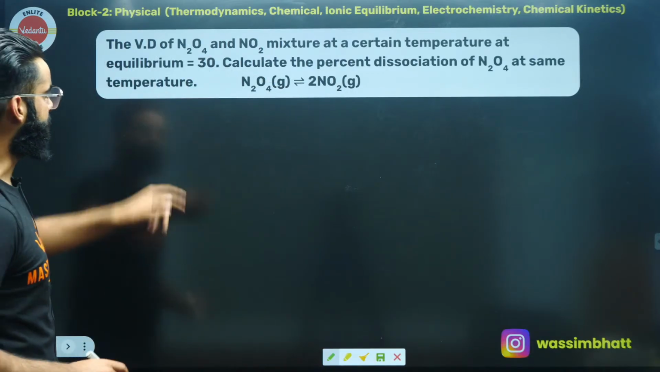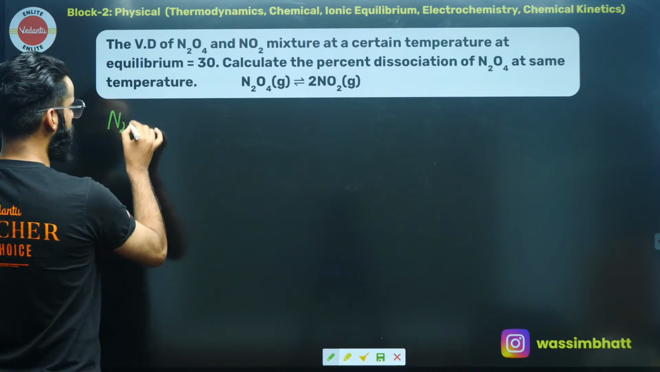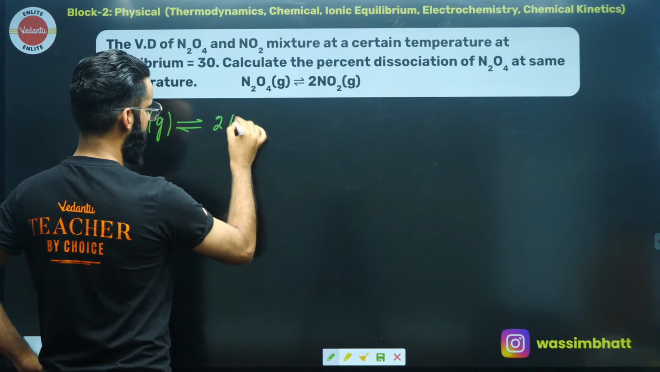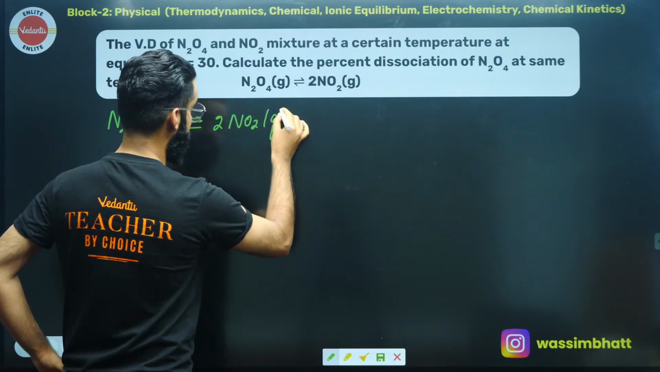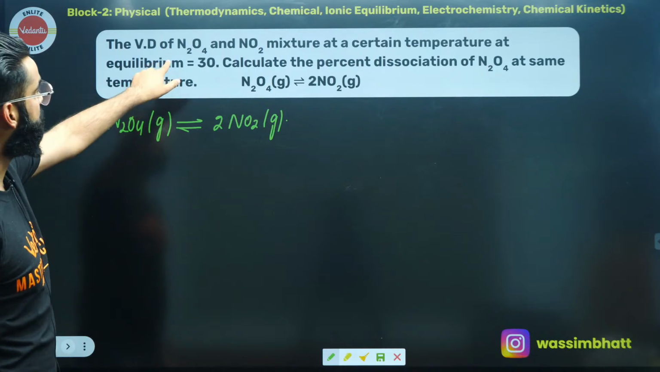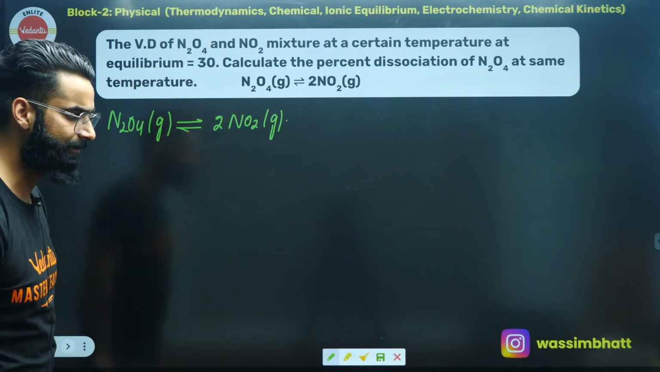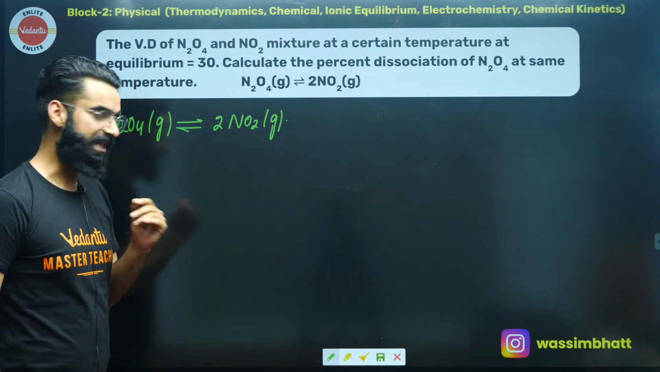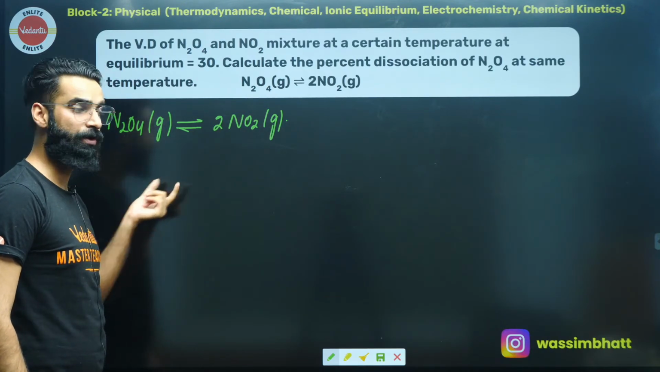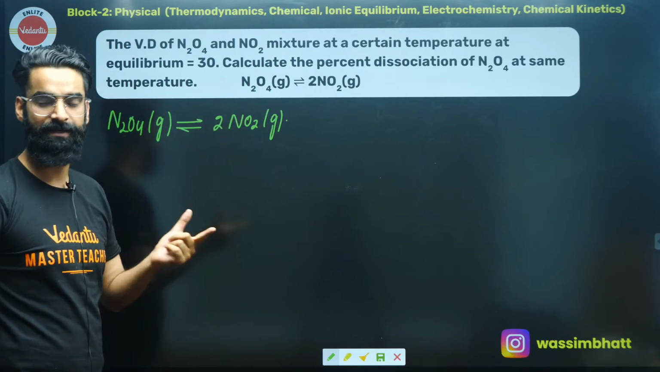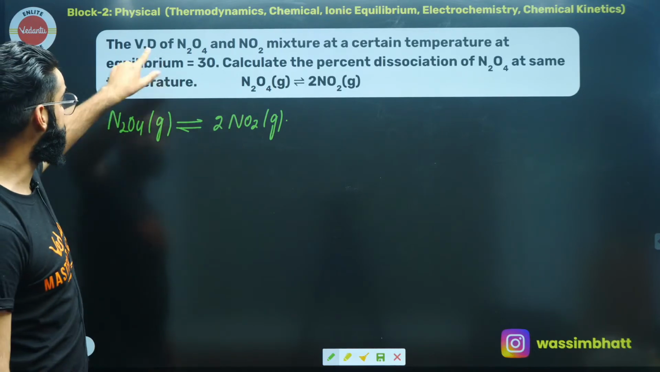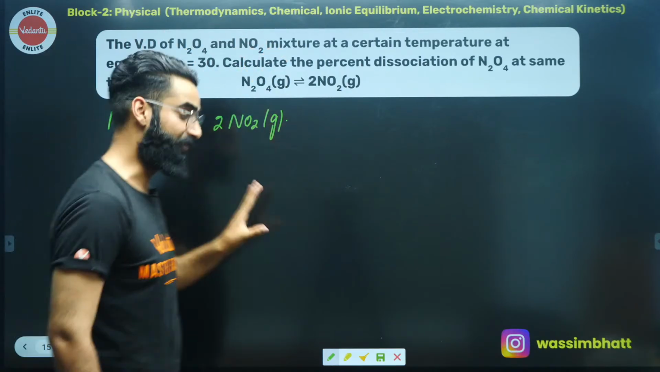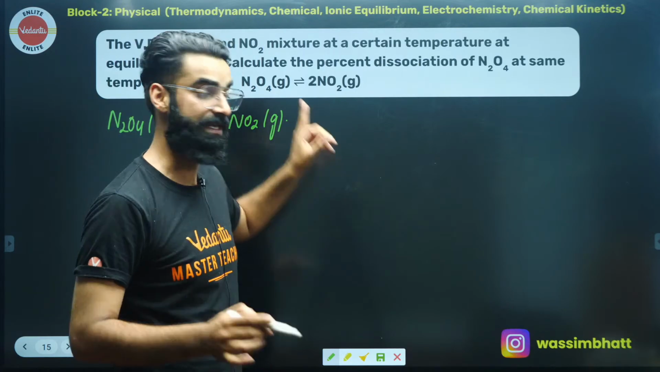See, the reaction that's given to me is N2O4 gas. It's in equilibrium with 2 times NO2 gas. This is first of all the reaction that's given to me. The vapor density of N2O4 and NO2 mixture, right? So first of all, when equilibrium will be established in the reaction, there will be some moles of N2O4 as well as the moles of NO2 present in the container, right? Well, as far as the question is concerned, the vapor density of N2O4 and NO2 mixture, right?